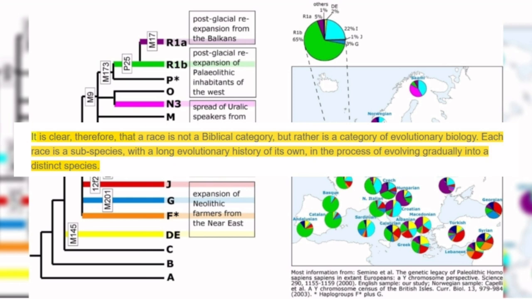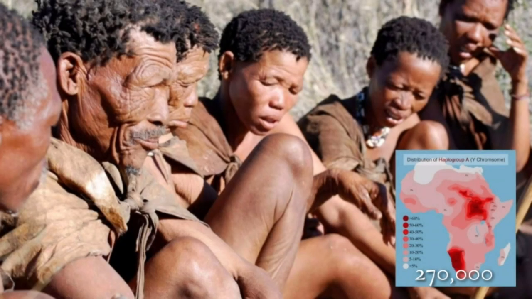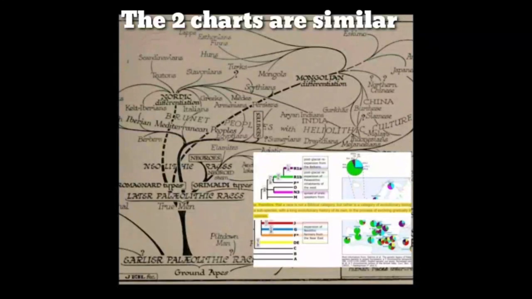It is clear, therefore, that a race is not a biblical category, but rather is a category of evolutionary biology. Each race is a subspecies with a long evolutionary history of its own, and the process of evolving gradually into a distinct species. The two charts are similar. They both represent evolutionary biology.